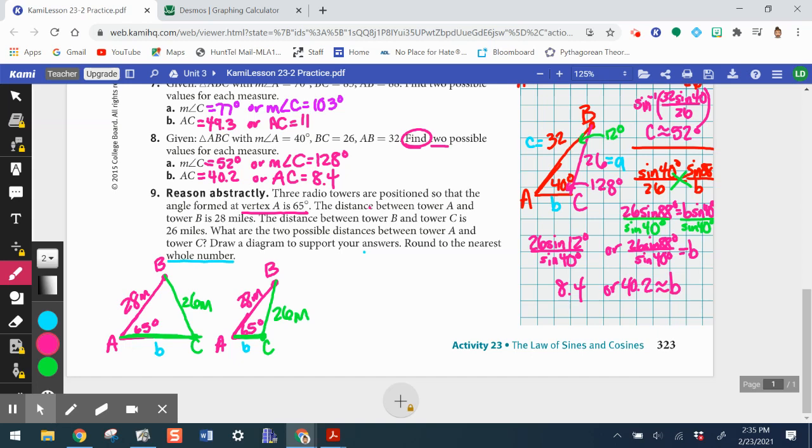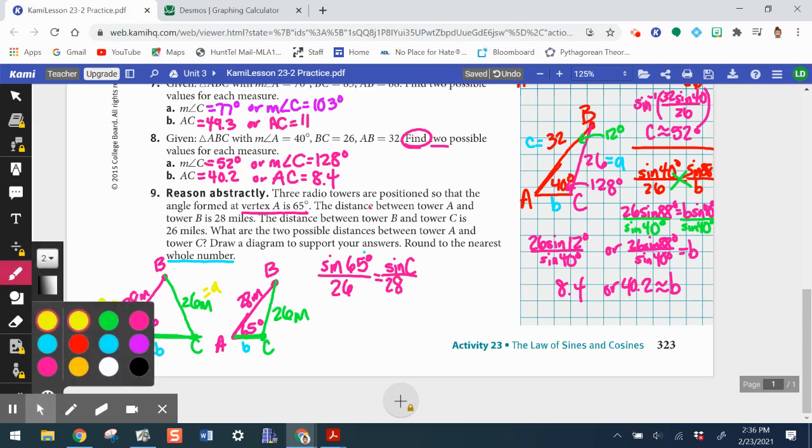So we'll start with the sine of A over its opposite side. I'll go ahead and label these to help those watching. So this is lowercase c, this is lowercase a, and of course we've already labeled that b. So we're going to write the sine of angle A. The measure of angle A is 65 degrees over its opposite side, which is 26 miles. And again, if we're solving for angle C, we should definitely use the sine of C since we have its opposite side, which is 28 miles. We're going to do a little cross multiplication here.